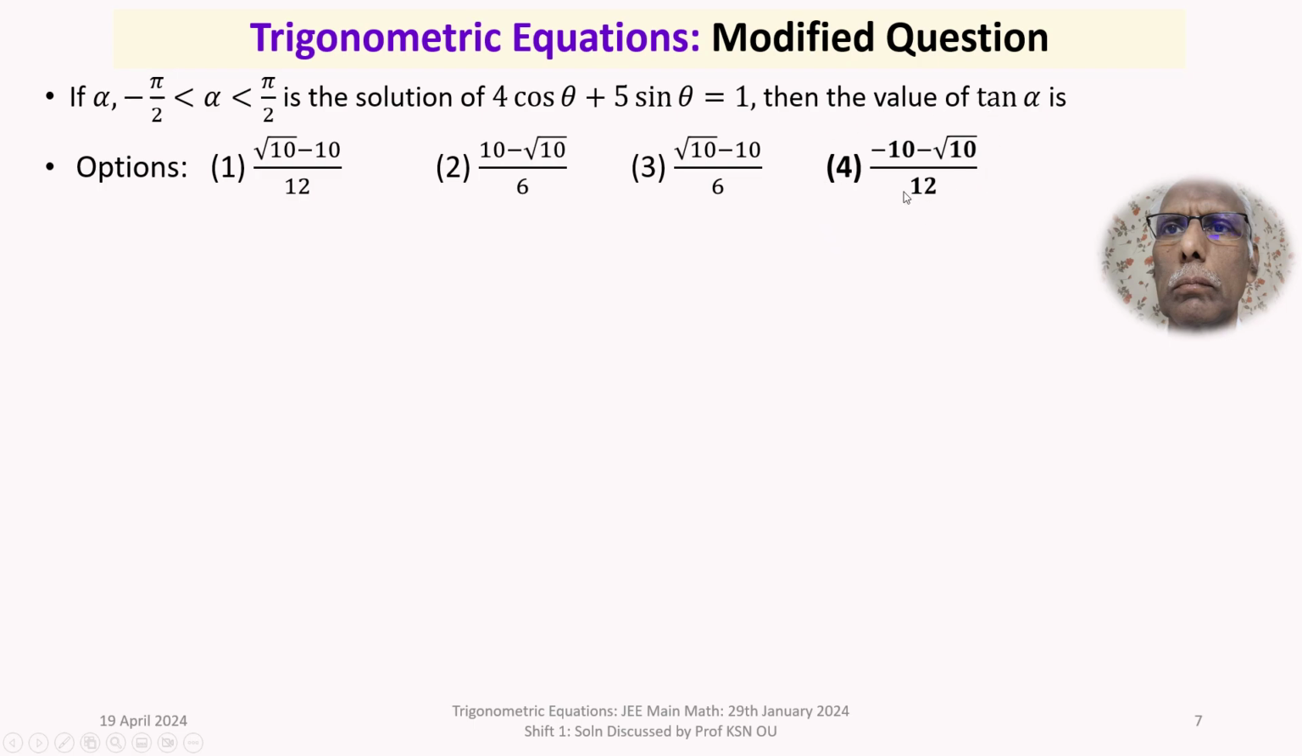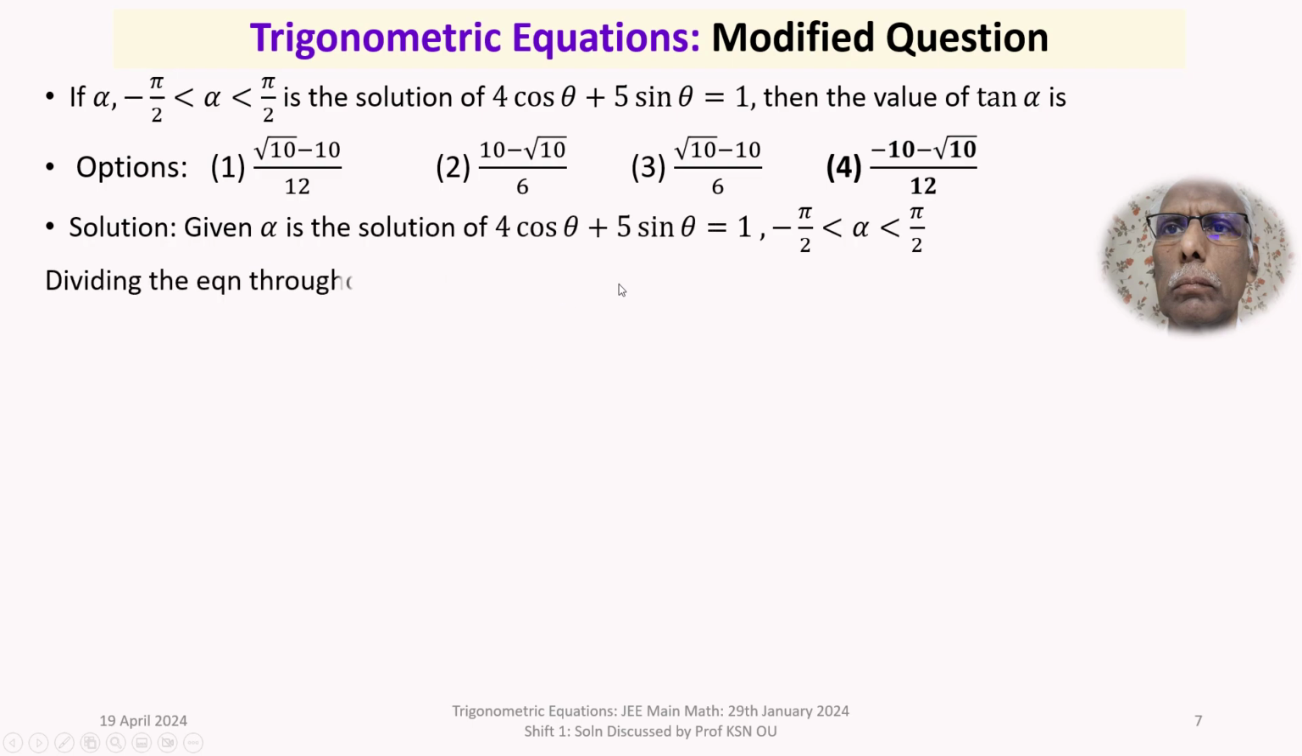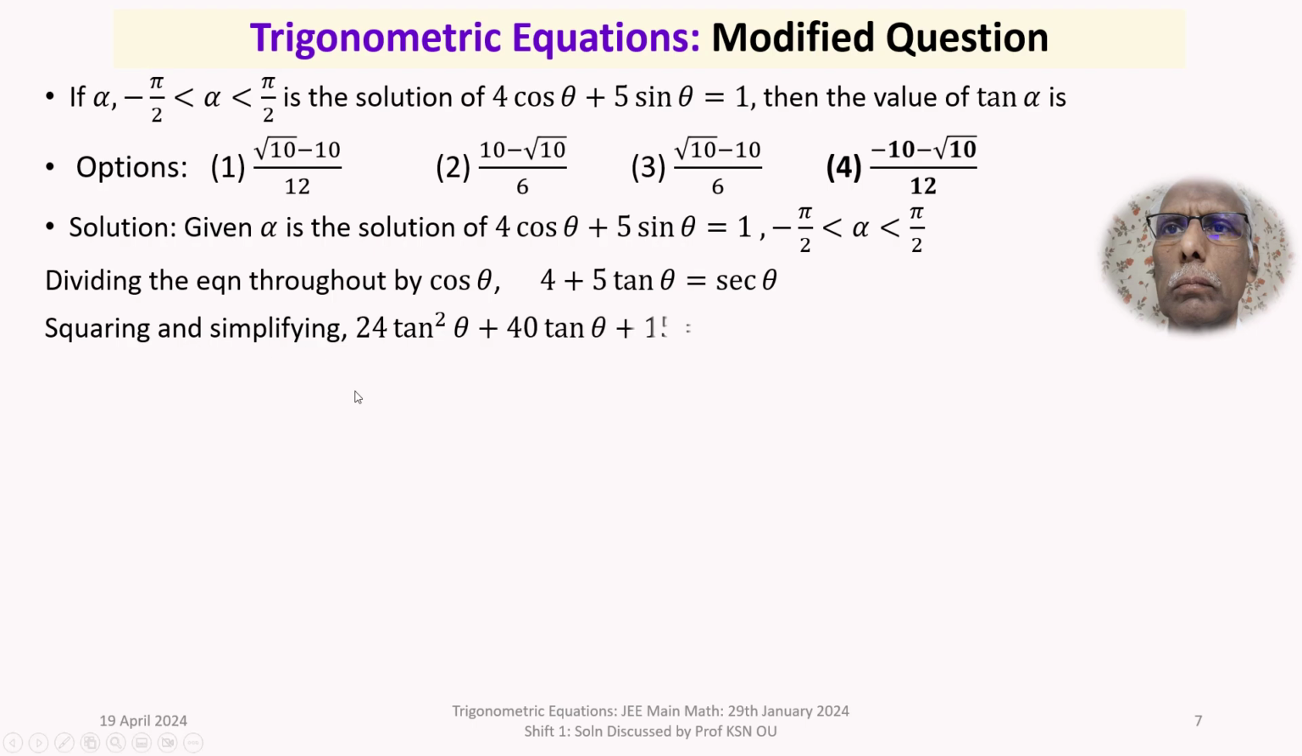Remember that I have modified. This is the modification that I am suggesting. So you take your example, alpha is a solution. As earlier, you divide by cos theta, and you square it and you simplify it. Then you will get 24 tan square theta plus 40 tan theta plus 15 is equal to 0 as in the earlier discussion. Right. And we are given alpha lies between minus pi by 2 and plus pi by 2, and alpha is a solution of this equation.